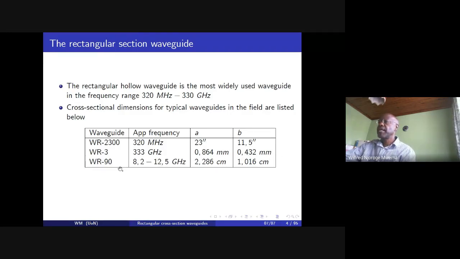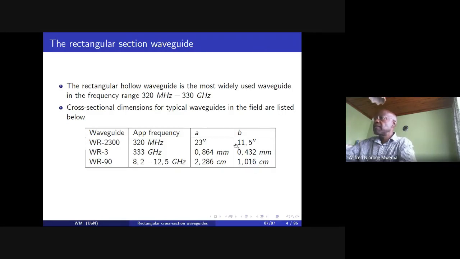And the WR90, which operates in the frequency range 8.2 to 12.5 gigahertz. If you recall from our electromagnetic spectrum that we talked about, this is usually called the X band, and it has an A value of 2.286 centimeters and a B of 1.016 centimeters.